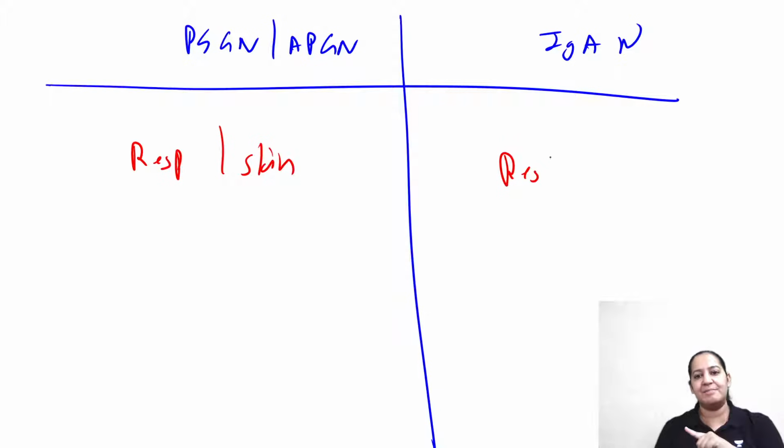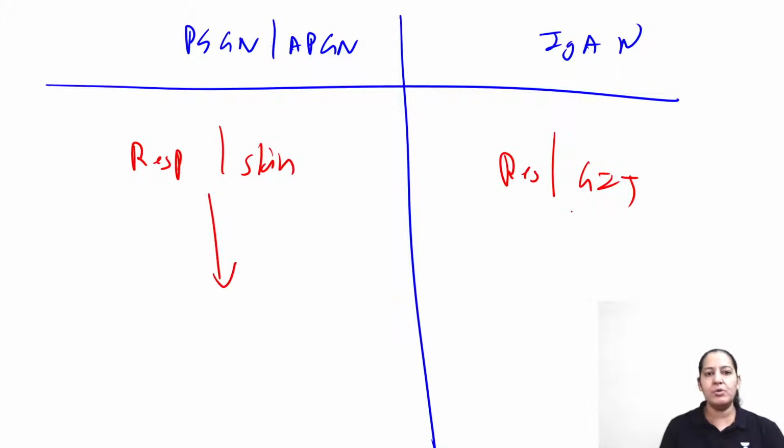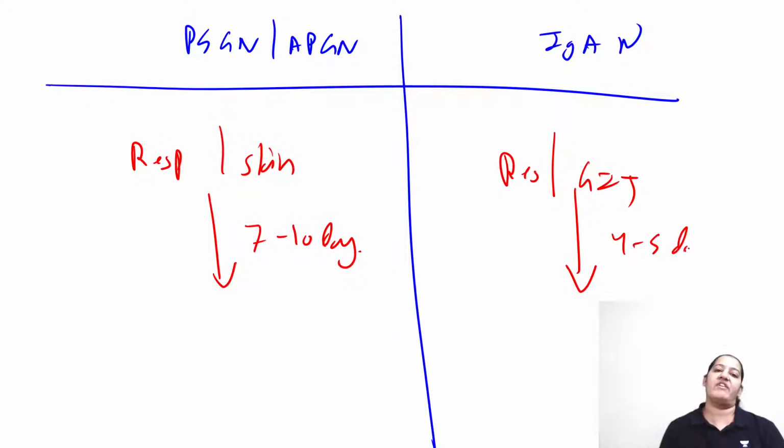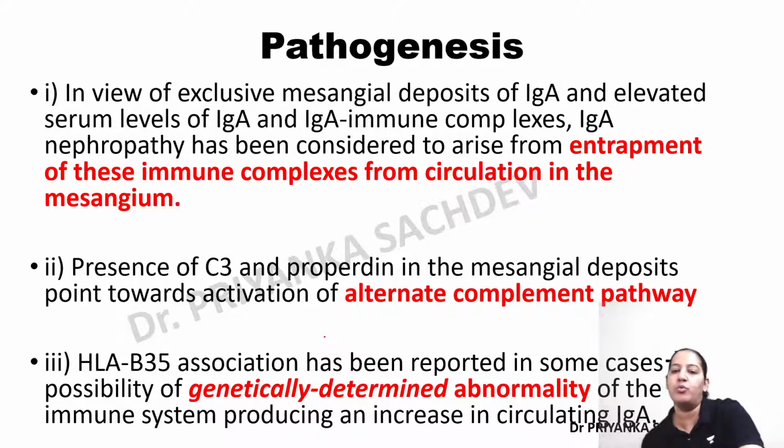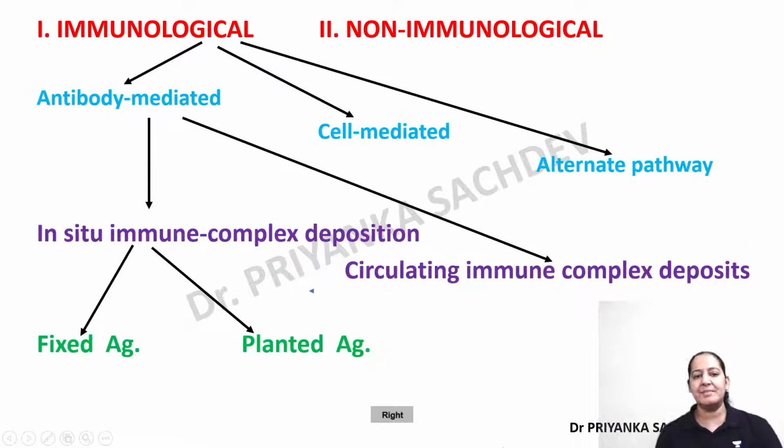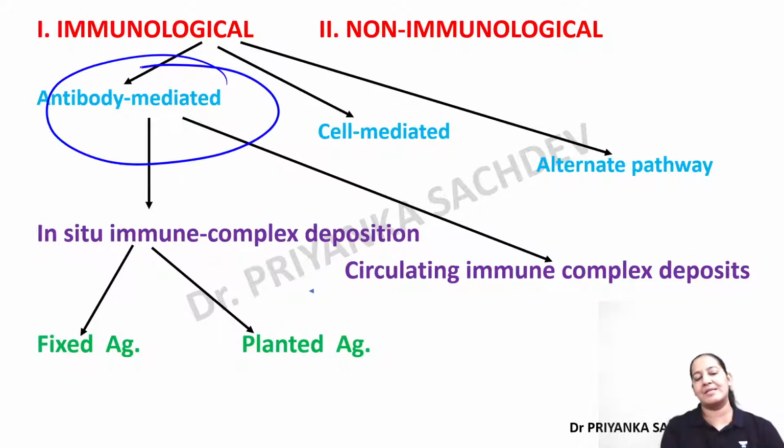This one is after respiratory or GIT infection. So see the difference. This also occurs, this also occurs. This occurs 7 to 10 days after infection, and this occurs 4 to 5 days after infection. So see the incubation period is different. Here the exact mechanism is not known why it is happening. Some people say it is due to antigen antibody complexes formation.